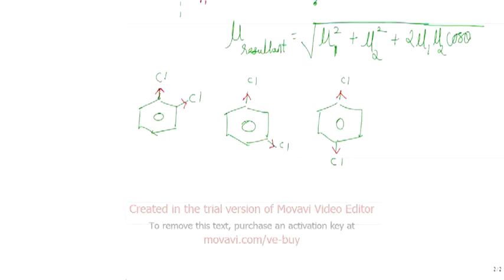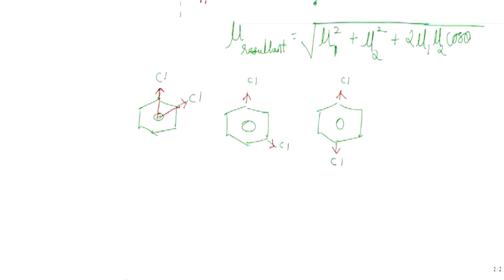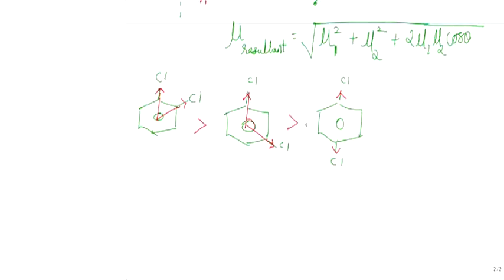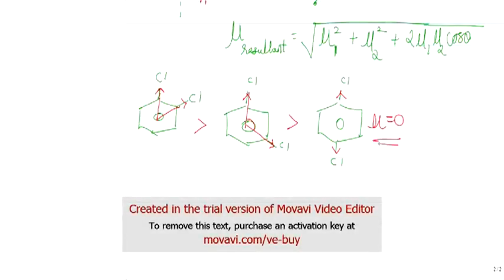Now, the bond moment here depends on the value of theta, right? So here you find that theta is less, and therefore dipole moment of orthodichlorobenzene would be more than metadichlorobenzene. Why? Because the theta is more, and this would be greater than this. Here the two bond moments are exactly opposite in direction, and therefore this comes out to be 0 for this molecule.